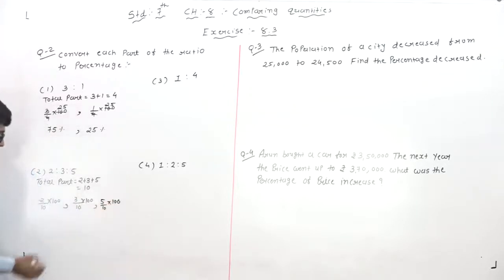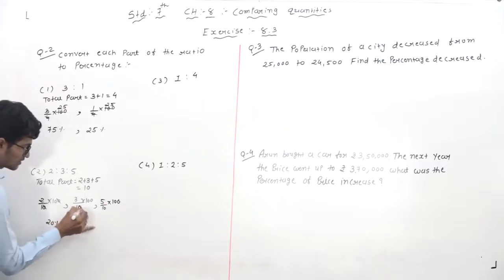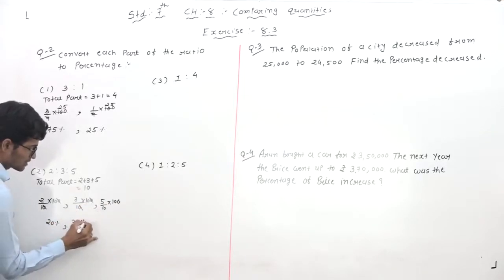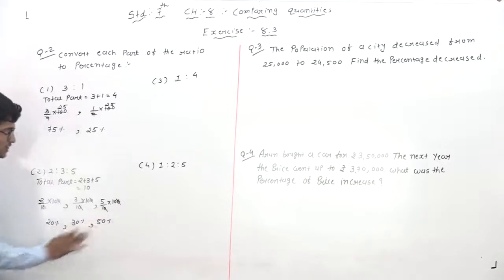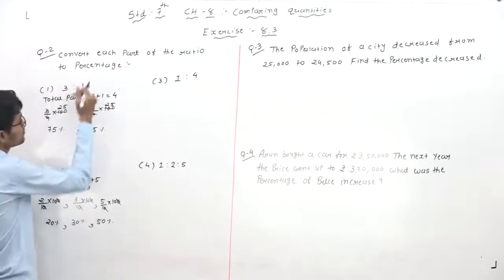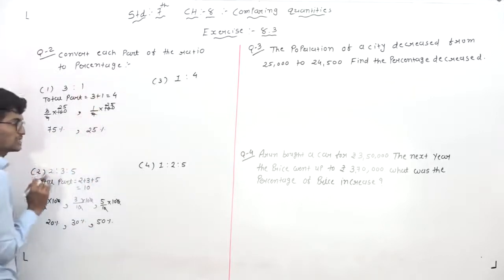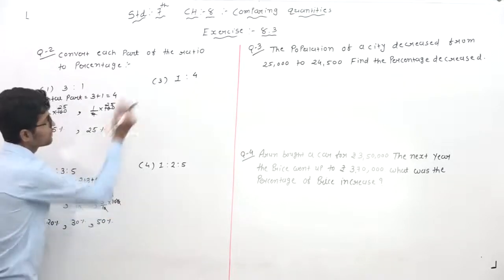So this is our 3 parts. Cutting the zero, it means 20 percent. Cutting the zero, it means 30 percent. Cutting the zero, it means 50 percent. So this is our ratio converted into percentage form. Here also the ratio is converted into percentage form. So understand the first two, clear? Same for our next two.